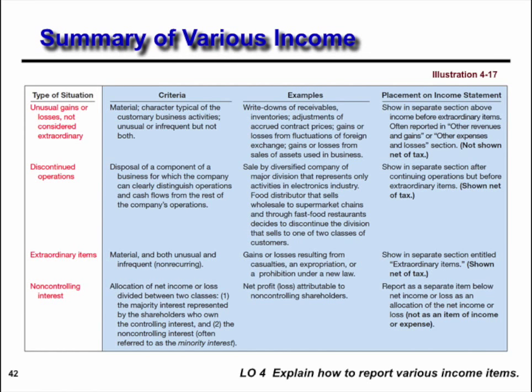Fourth is the non-controlling interest. It is the allocation of the net income or loss divided between two classes: first, the majority interest represented by the shareholders who own the controlling interest, and second, the non-controlling interest, often referred to as the minority interest. It is placed on the income statement below the net income, reported as a separate item below the net income or loss as an allocation of net income or loss, not as an item of income or expense.